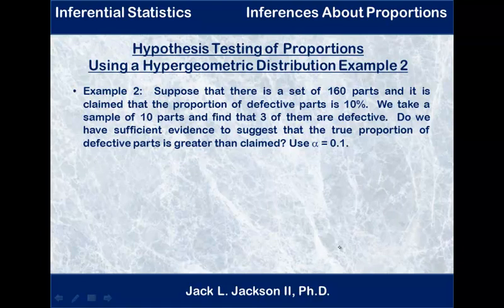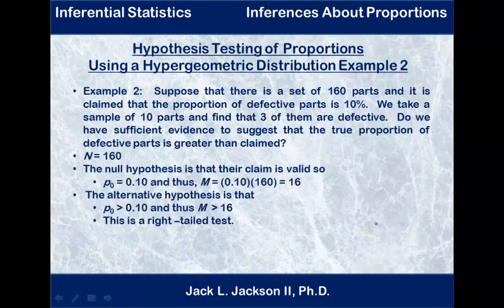Okay, let's at least start by writing down the null and alternative hypotheses. So capital N is 160. The null hypothesis is that their claim is valid, so what's that going to give us? P0 is 0.1, so M is 0.1 times 160, which is 16. So the null hypothesis really is that we're drawing from a set of 160 parts, of which 16 are defective, and we're doing it without replacement. That's a hypergeometric distribution. The alternative hypothesis is that the true proportion is greater than 0.1, in other words, M is greater than 16. So since we're looking just on the right side, this is a right-tailed test. See if you can find the probability that goes with that.